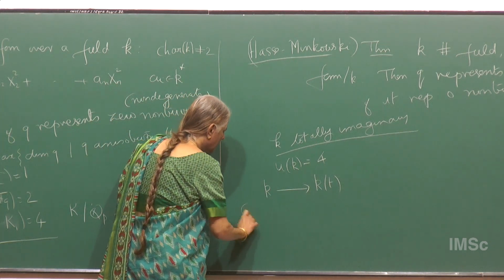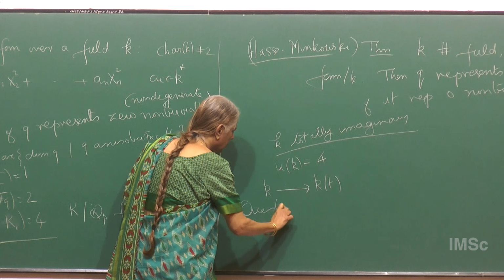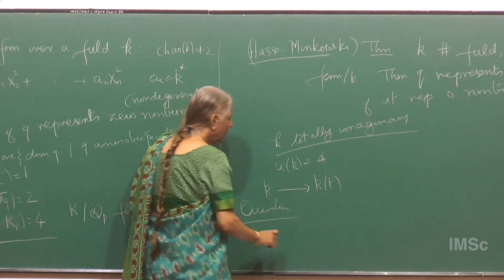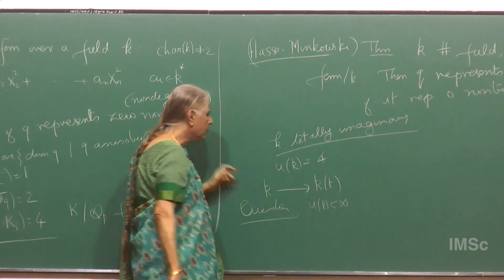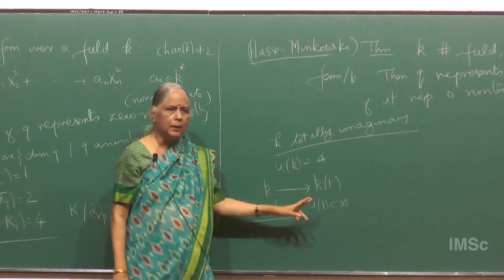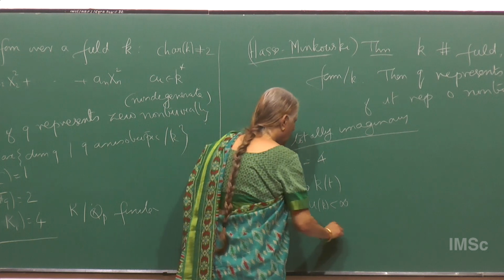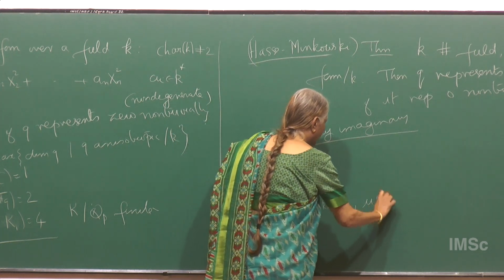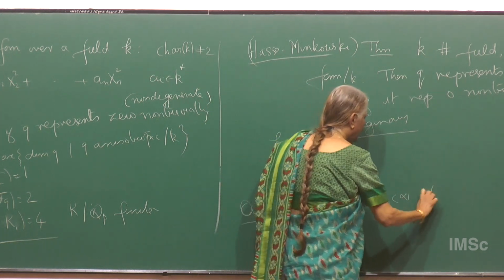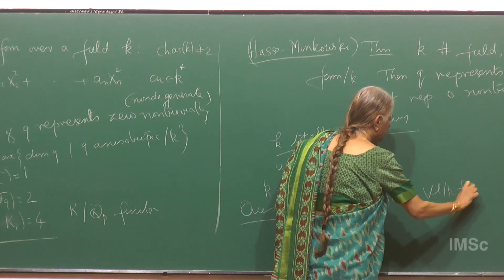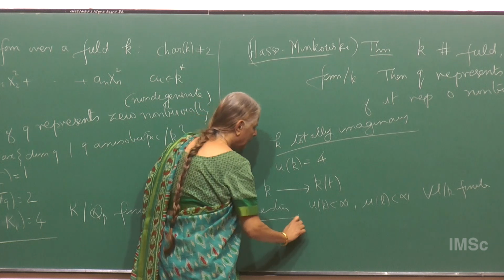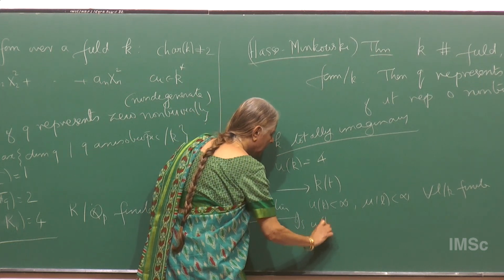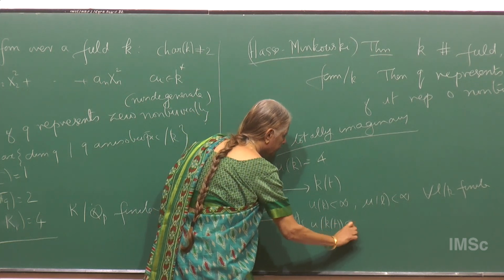So the question is: the u-invariant of K is finite, and suppose we also assume that the u-invariant of L is finite for every finite extension L over K. Suppose you assume that for all finite extensions, is the u-invariant of K(T) finite?